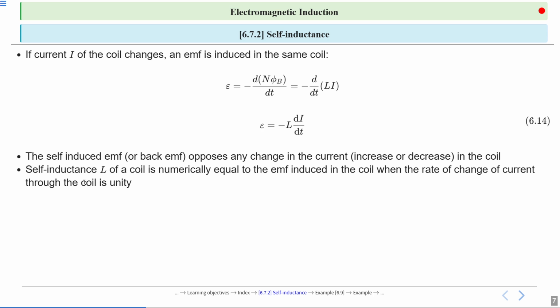Okay, so from here we can define this constant. The self-inductance L of the coil is numerically equal to the EMF when this di by dt becomes 1. That means the rate of change of current through the coil becomes unity, meaning 1. Then this L will be numerically equal to epsilon. Ignore this negative sign because it only shows the polarity of the EMF. If we take magnitude, then L will be equal to the magnitude of the EMF induced.